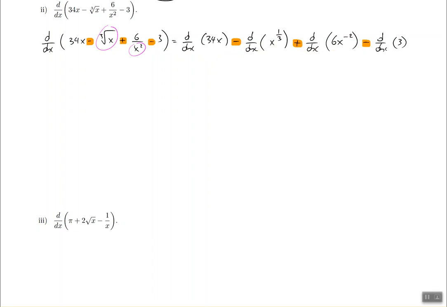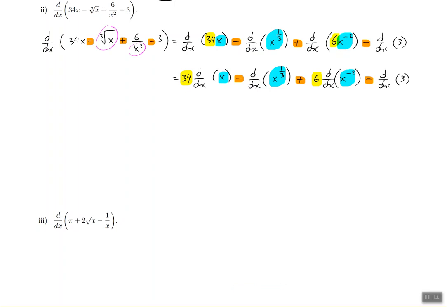Now, any constants are going to be extracted out. So 34 is going to be extracted out. The 6 is going to be extracted out. We're going to leave the x alone for now. We're going to leave the x to the 1/3 alone for now. The x to the -2 alone for now. And the 3, we're going to leave it alone for now. So at this point, all I'm doing is pulling the constants out. In order to do that, I had to use what's called the constant multiple rule.